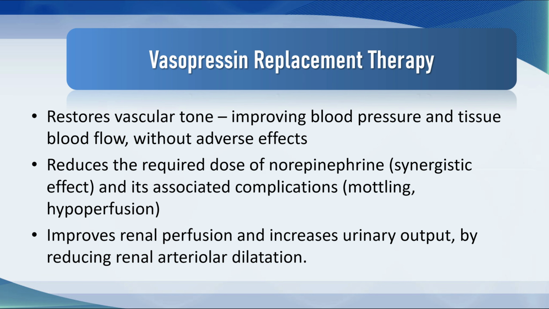The impact, though, in septic shock is that it reduces the required dose of norepinephrine. It's a synergistic effect, and the associated complications of norepinephrine, that's mottling and hypoperfusion in a very dysregulated microcirculation, are reduced. So if your patient is mottled, they should be on vasopressin. It also improves renal perfusion and increases urinary output by reducing renal arteriolar vasodilatation.